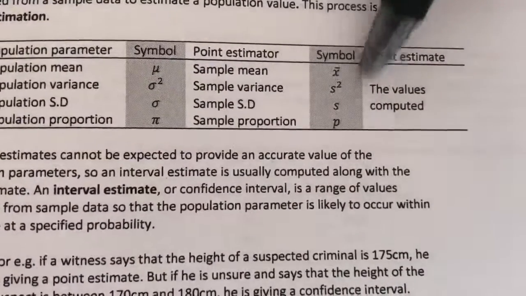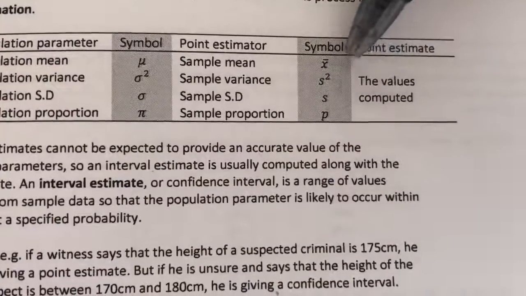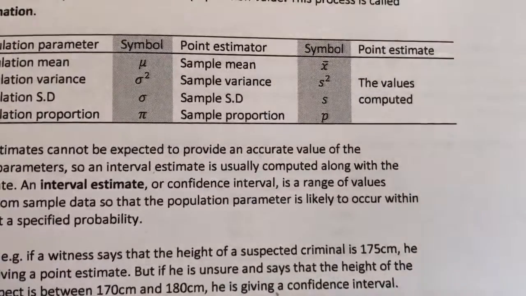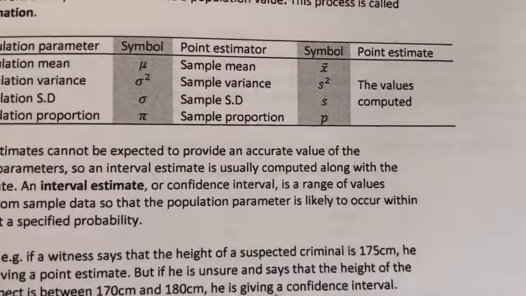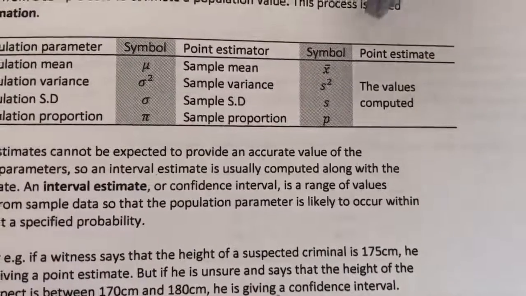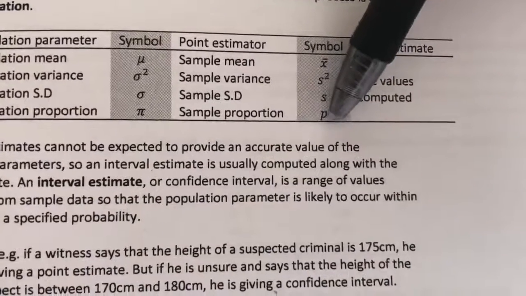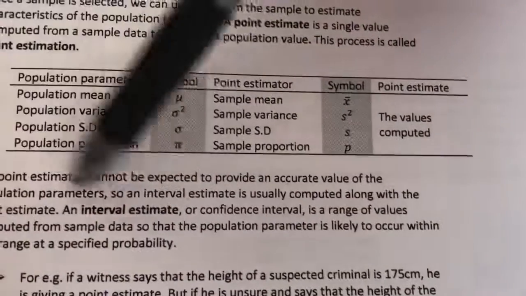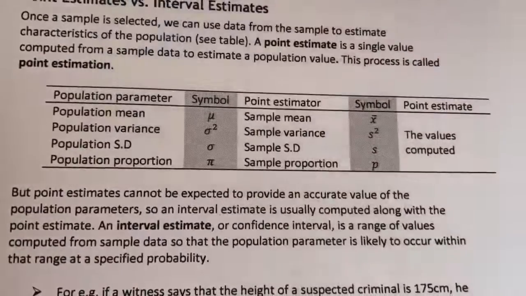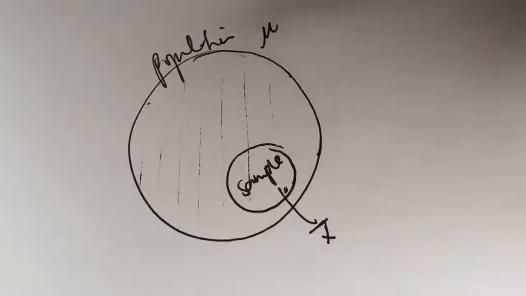Now, all of these are known as point estimate. Point meaning there's only one value calculated from the sample. Okay, so the process of us calculating our point estimates in order to estimate the population parameter is called point estimation. Let's illustrate.